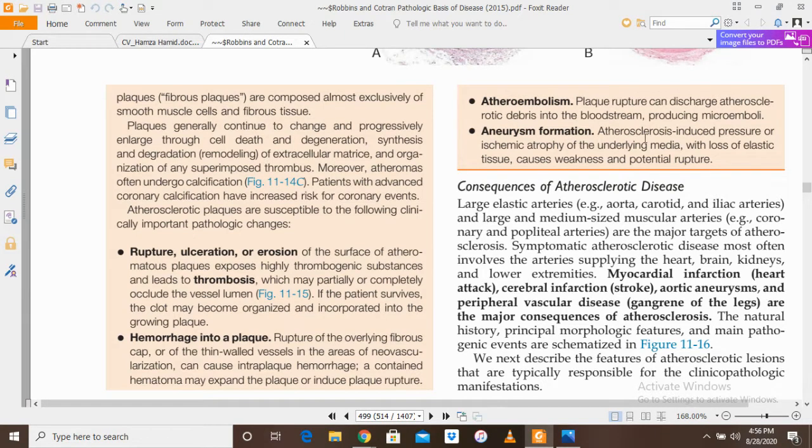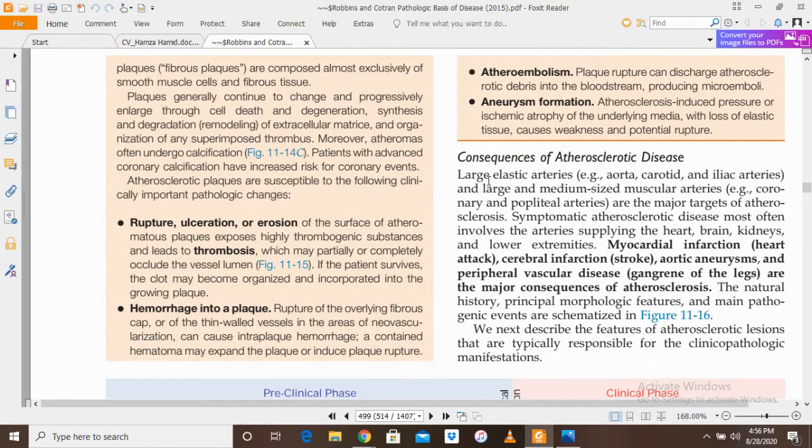surrounding tissue. Atherosclerosis-induced pressure or ischemic atrophy of the underlying media with the loss of elastic tissue causes weakness and potential rupture of the vessel wall. Consequences of atherosclerotic disease: we will start the consequences of atherosclerotic disease in the next lecture.